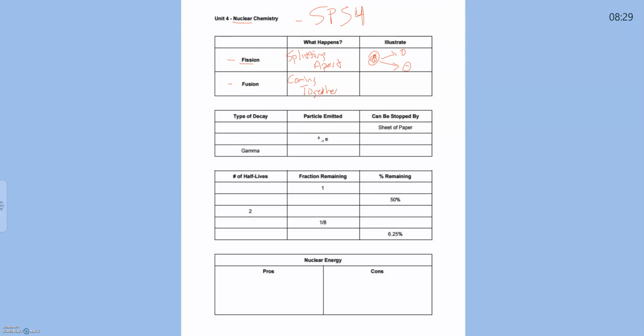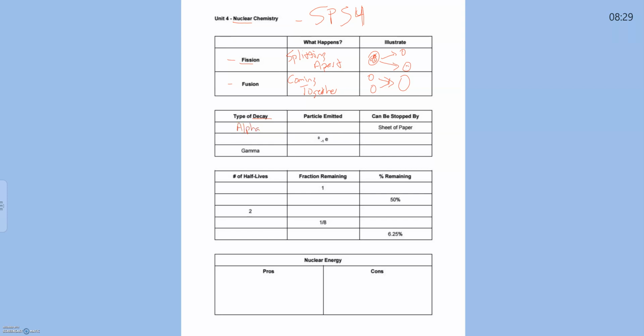So to illustrate this, it would be where we've got atom A, atom B. They come together in a really big reaction to make a much bigger nucleus. Okay. So now when we look at these types of decay, we are specifically looking at just fission reactions that are taking place here. The first type of decay that we're going to talk about is an alpha decay.